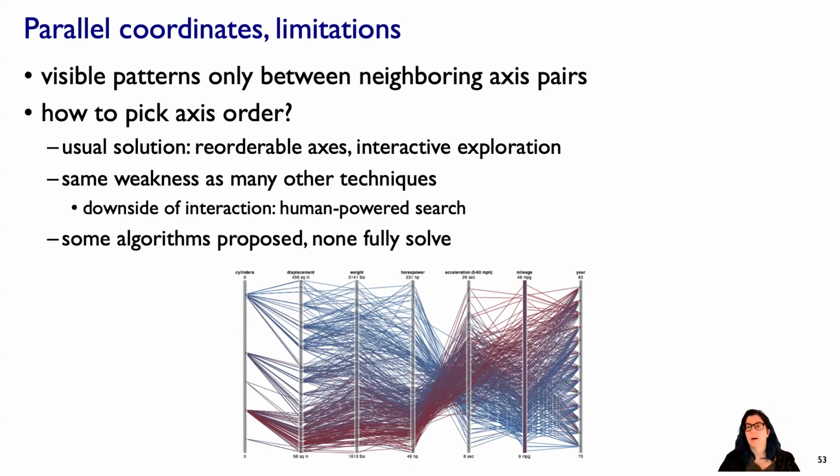That's the hard part. So it's certainly possible to give interactive exploration where you can start moving them all around, but you quickly get to this sort of n squared search problem. There are algorithms that have been proposed for this. None of them perfectly solve the problem, as with a lot of other situations. So a lot of techniques have something where there's an arbitrary choice. You can give interactivity to let people hunt around, but that can degenerate into human-powered search. We'll talk more about that when we get to interaction.